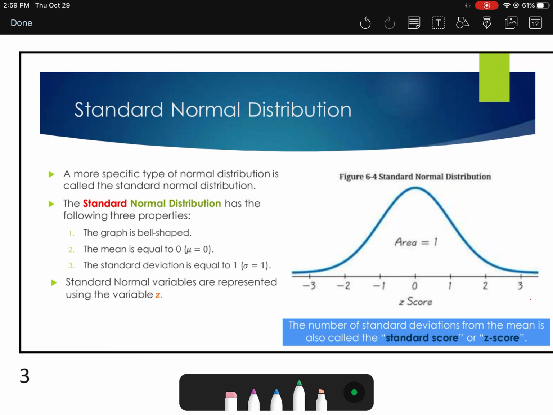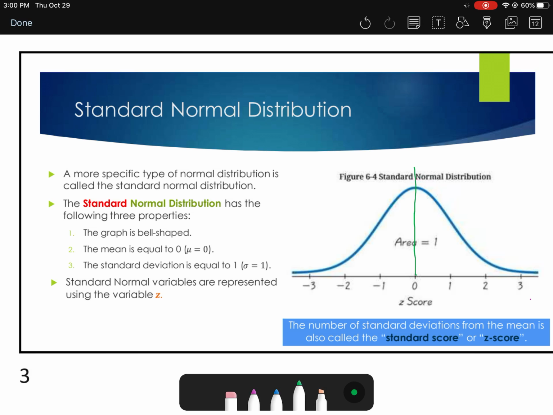So with your standard normal distribution, a more specific type of normal distribution is called the standard normal distribution. The standard normal distribution has the following three properties. The graph is bell-shaped, so very similar to Part 1 when we talked about a normal distribution. Remember, bell-shaped means that the mean is in the middle, and that 50% of your data lies to the left of the mean and 50% of your data lies to the right. The mean is equal to 0.